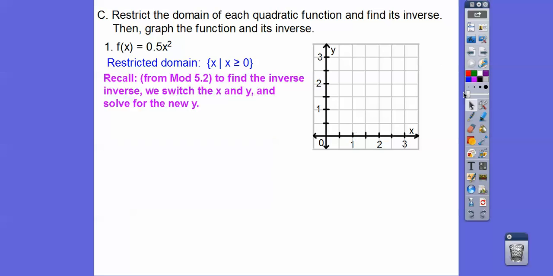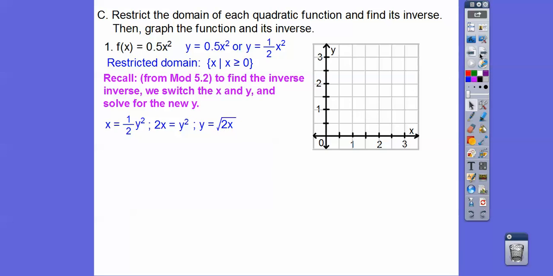So to find the inverse, we switch the x's and the y's and then solve for the new y. I guess I'm doing that first, okay? So here's y equals 0.5x squared, or y equals 1/2 x squared. So we're going to switch the x's and the y's and make it x equals 1/2 y squared and solve for this y. So we're going to get the inverse of this equation. So multiply both sides by 2 and then square root both sides, and we get that right there. Now since we restricted it to be positive only, we don't have to worry about the plus or minus piece right there. We're just concerned about the plus piece.